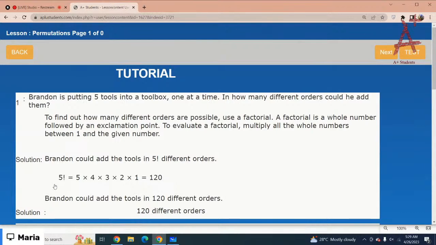To find out how many orders are possible, use a factorial. A factorial is a whole number followed by an exclamation point. To evaluate a factorial, multiply all the whole numbers between 1 and the given number. So here you have to calculate for 5 tools. That means you need to calculate 5 factorial. That means he can place the tools in 120 different orders. Got it?